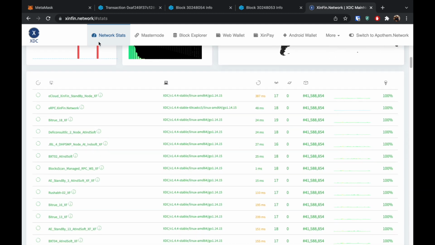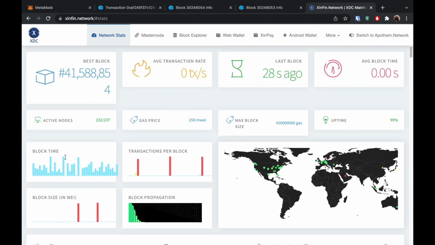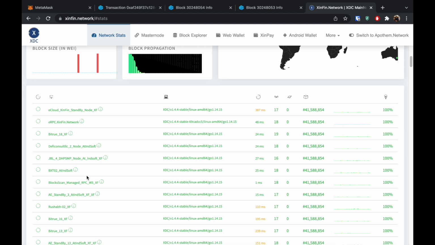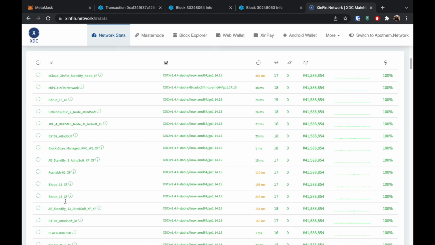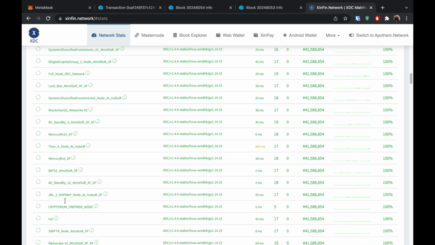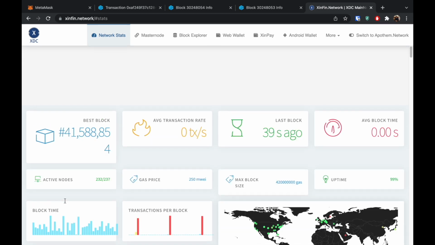And finally, this is a list of all of the nodes which we saw. Like we saw that there are 237 nodes, out of which 232 are up. So all of the ones which are green are up, and there might be 5 red ones at the bottom. Those are the ones which are down right now.